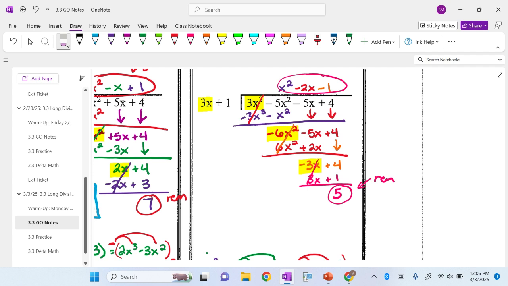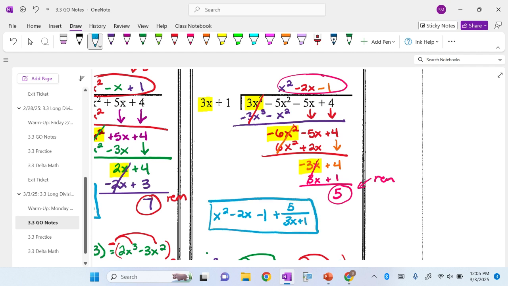Now, given what I know, how would I write my final answer, including the remainder? Landon. X squared minus 2x minus 1 plus 5 over 3x plus 1. Right. So x squared minus 2x minus 1 plus my remainder of 5, and it's over the 3x plus 1 because it doesn't go evenly into it. So that would be my answer.